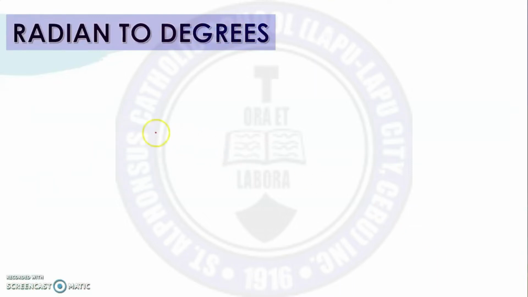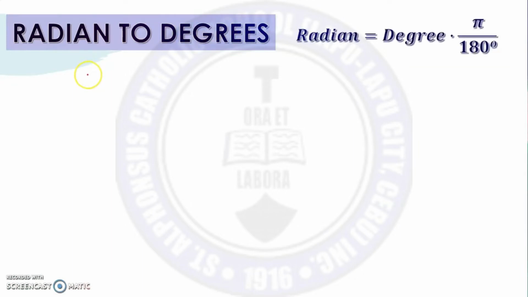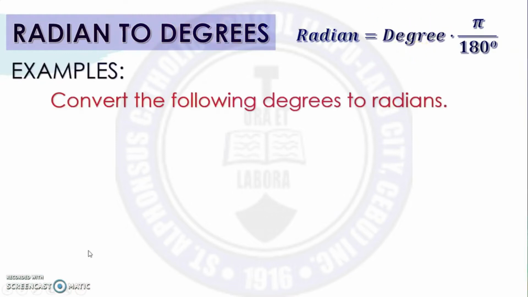Now let's proceed to converting degrees to radians. To convert degrees to radians, class, you just need this formula: radian equals degree times pi over 180 degrees.